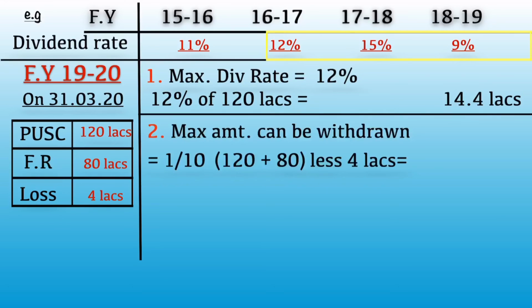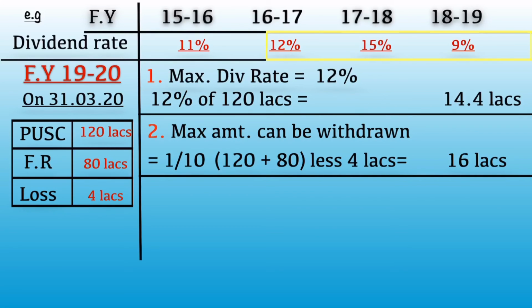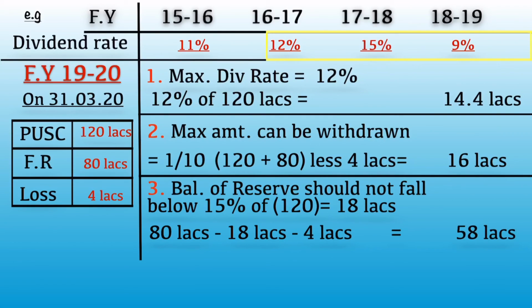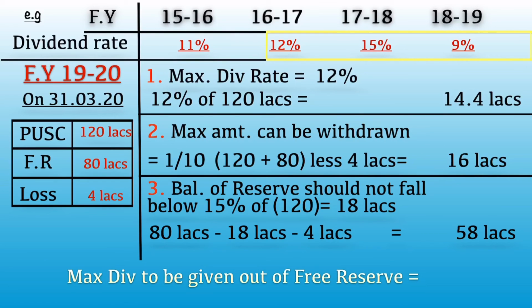Now, as per second condition, maximum amount that can be withdrawn is 1/10 of paid up share capital plus free reserve after setting off the current year losses, which comes to 16 lakhs. As per the third condition, balance of reserve should not fall below 15% of total paid up share capital, that is 18 lakhs. So, amount which can be withdrawn from free reserve is 58 lakhs. Therefore, maximum dividend to be given out of free reserve will be lowest of the above three figures, that is 14.4 lakhs.